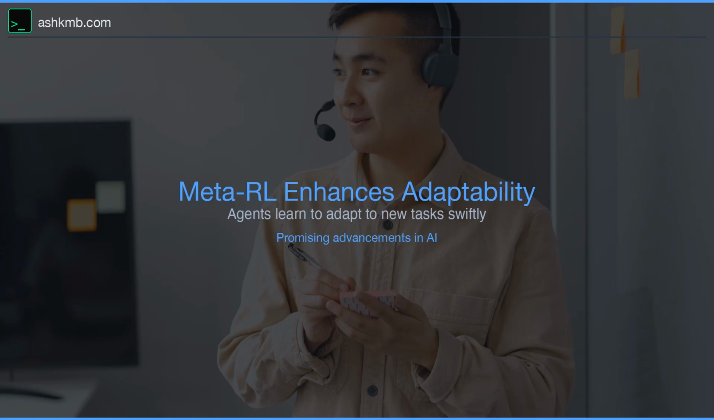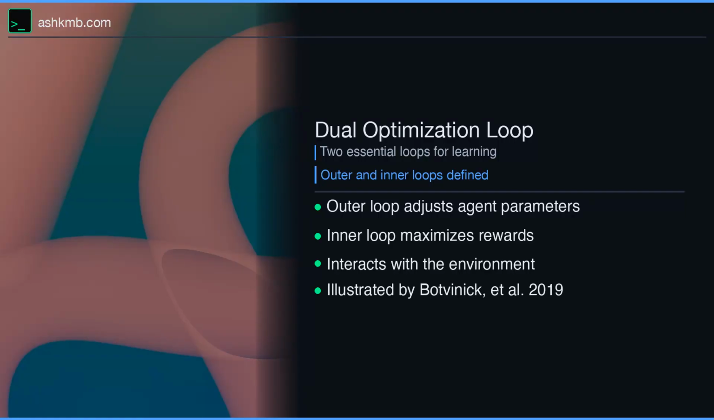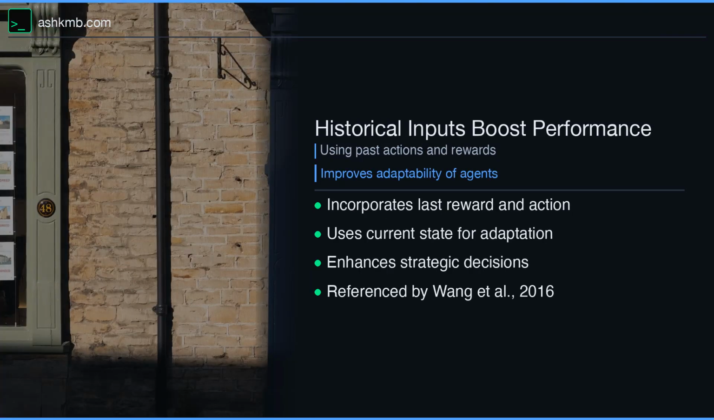Meta-reinforcement learning, or Meta-RL, aims to develop agents that can quickly adapt to unseen tasks. This adaptability promises significant advancements in general-purpose reinforcement learning systems. Meta-RL utilizes a dual optimization loop. The outer loop adjusts parameters that govern the agent's behavior, while the inner loop focuses on maximizing reward through interactions with the environment. Incorporation of historical inputs significantly improves performance.